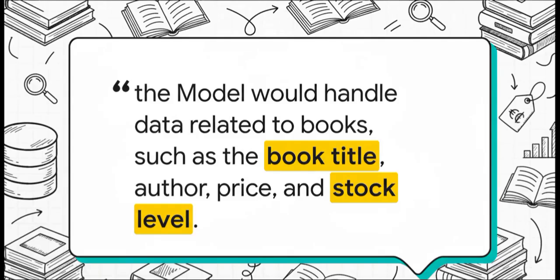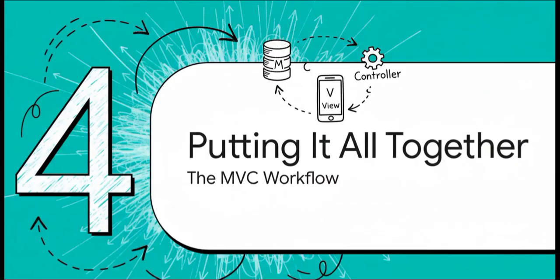And to finish our bookstore analogy, the model is the inventory system in the back office. It knows everything about every book: the title, the author, the price, how many are in stock. It is the single source of truth for all the application's data. Okay, so we've met all the individual players. Now let's see how they actually dance together when a request comes in. This is where the real magic of MVC becomes super clear.